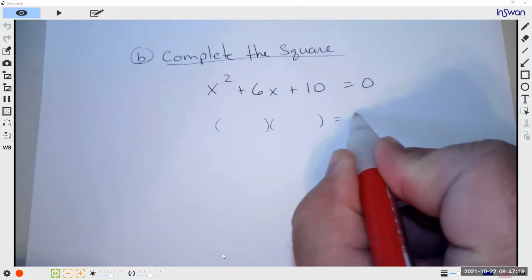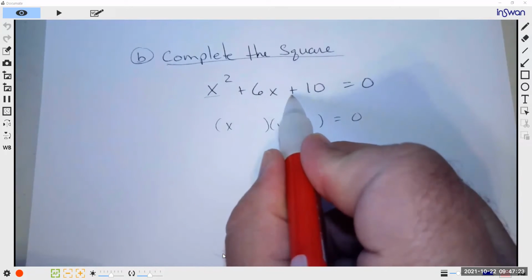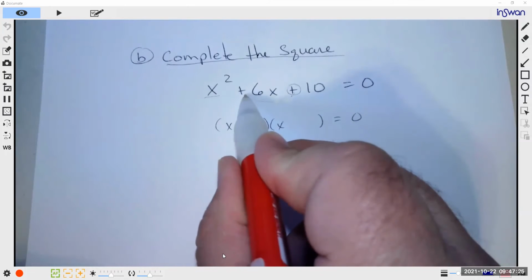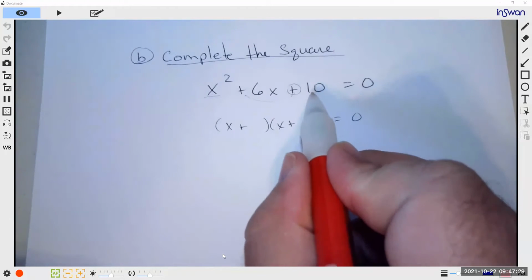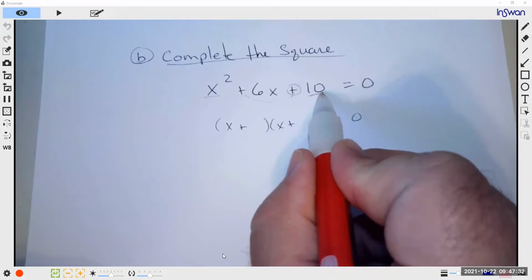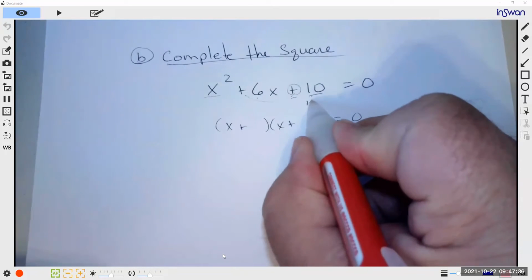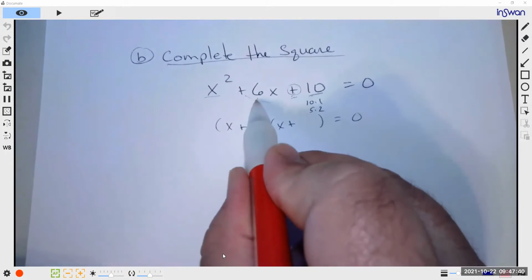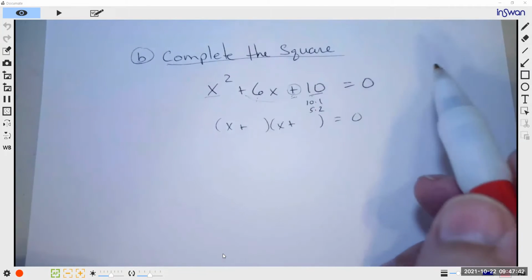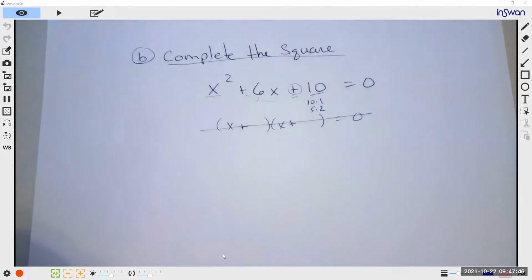We can't factor this one, x and x. They're both positive. They're both the same. What times what is 10, and when you add them, you get 6? So it's 10 times 1 or 5 times 2. If you add them, you don't equal 6. So we can't factor that one. So we have to complete the square.